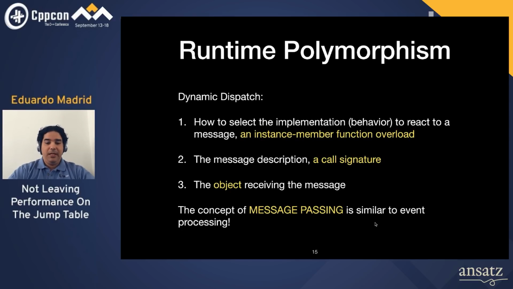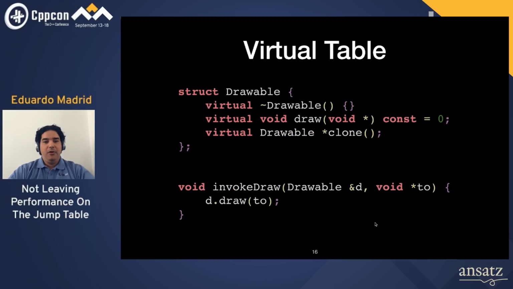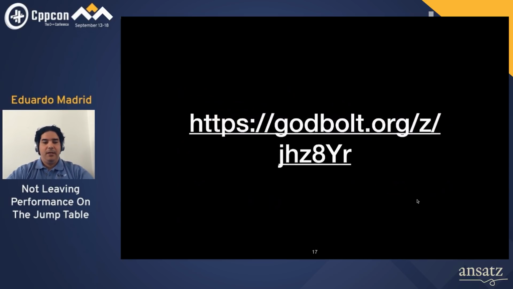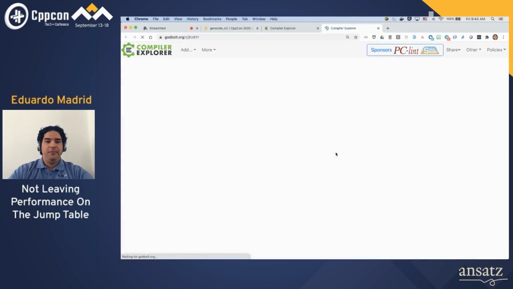Well, the concept of message passing in object orientation is very similar to event processing. The normal implementation of the mechanism of runtime polymorphism in C++ is using a virtual table. So when you have something like this, a very simple piece of code, let us see it in the compiler explorer.